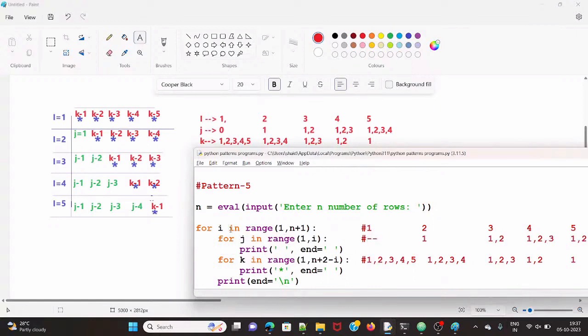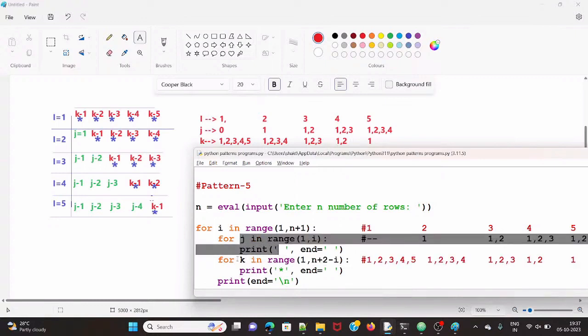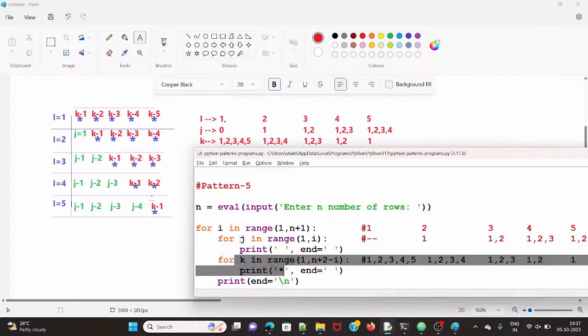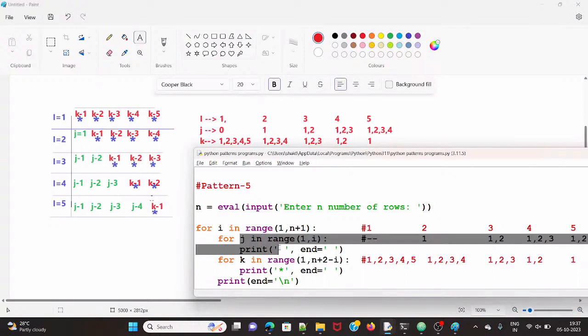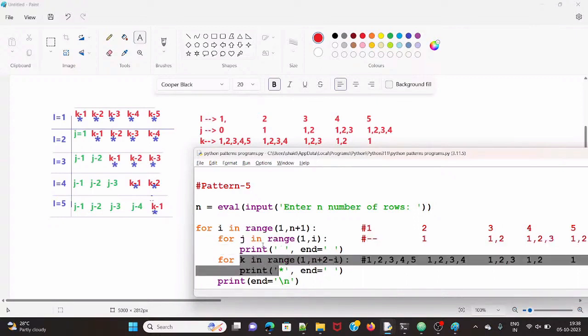Next, this iteration 1 time, it iterates 4 times. So, 1 space, 4 stars. Next, 2 spaces, 3 stars. Next, 3 spaces, 2 stars. Next, 4 spaces, 1 star, like that.